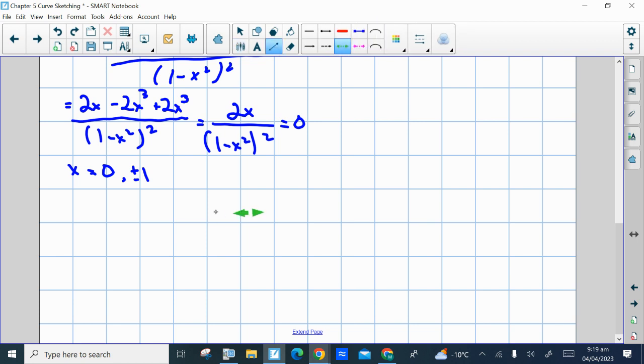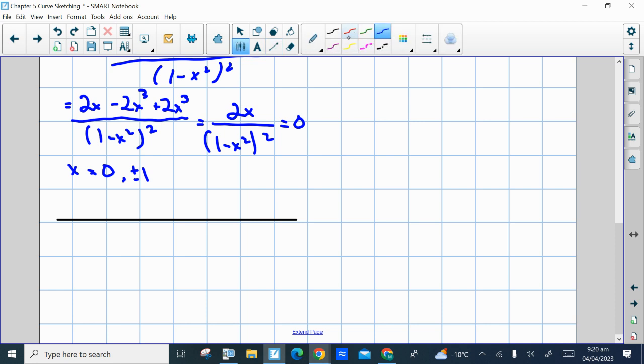So we will still use our number line, because we want to know whether the function is increasing or decreasing in the intervals. So we're going to have negative 1, we're going to have 0, we're going to have positive 1. To the left of negative 1, a number like negative 2. Well, the first derivative is our 2x over 1 minus x squared, all squared. The bottom's always going to be positive, because no matter what you get inside the bracket, you're squaring it. But the top will be negative when x is negative 2. So that means the function is decreasing in that interval.